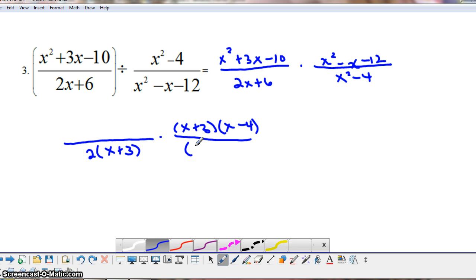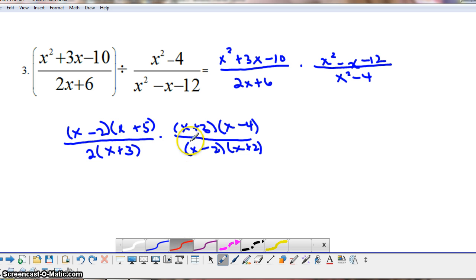X squared minus 4, that's a difference of squares. We have x minus 2 times x plus 2. And factoring over here, I need factors of 10 that differ by 3. So factors of 10 that differ by 3 would be 5 and 2. And we'd have a plus 5 and a minus 2. Since I have a positive 3, I need the positive to go with my larger number.